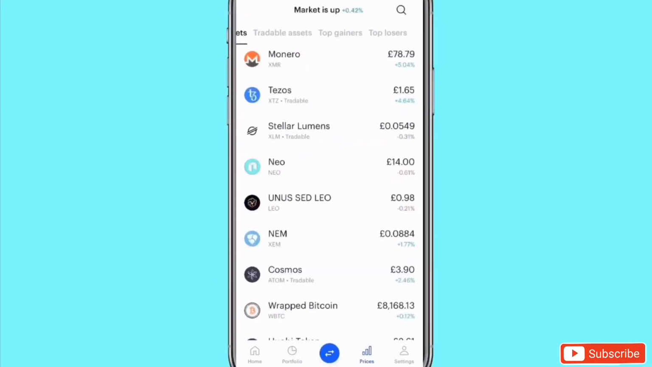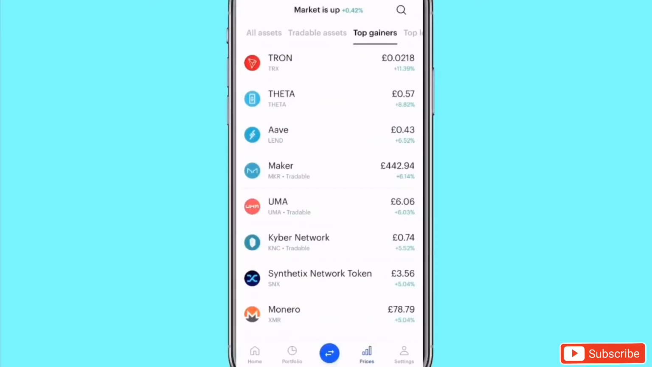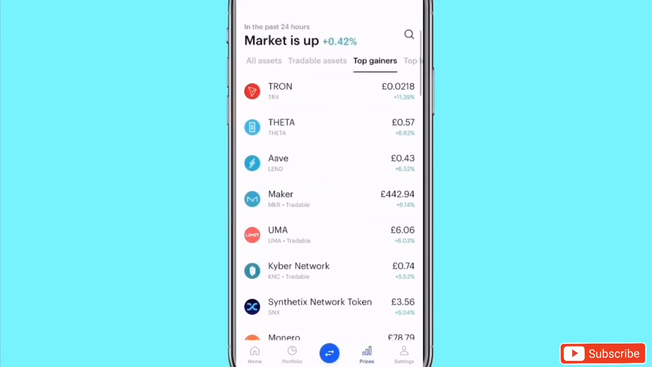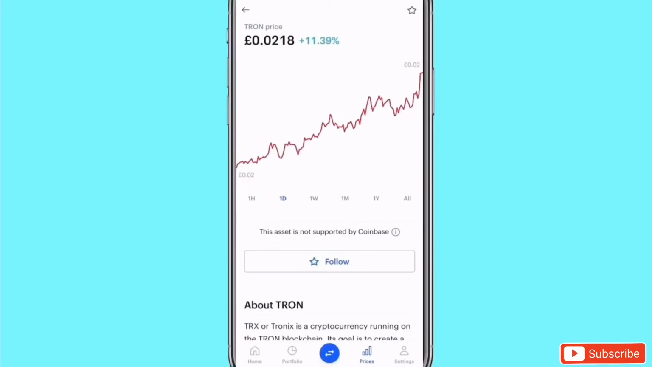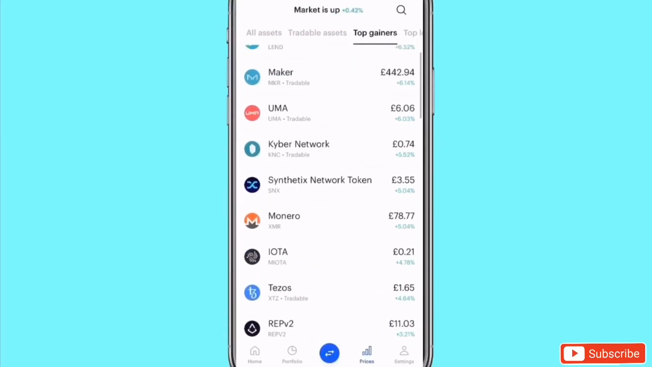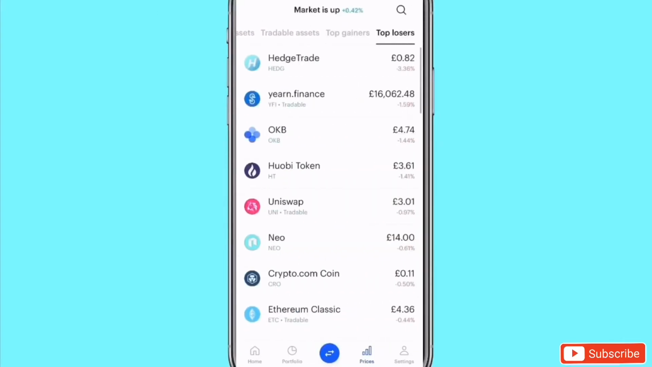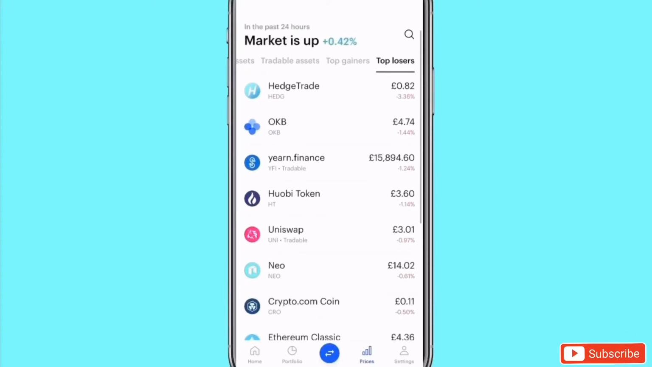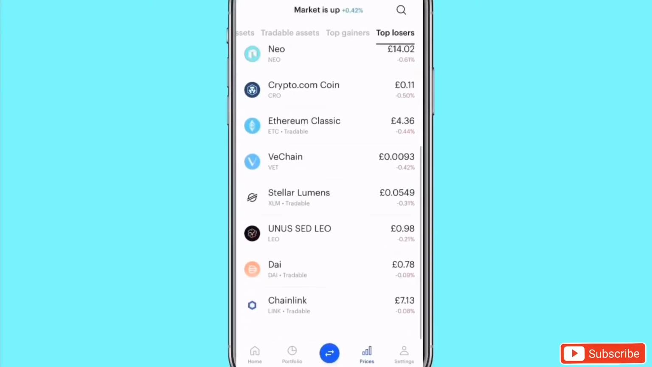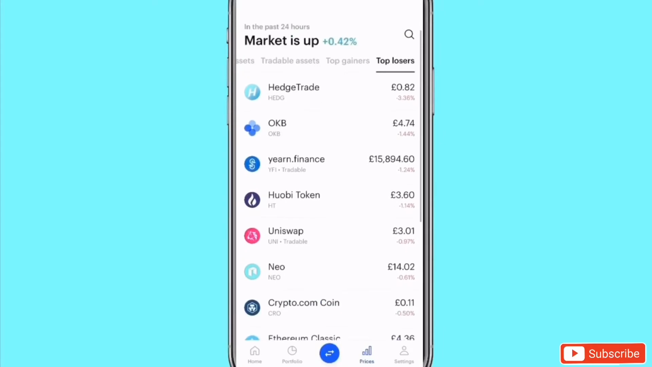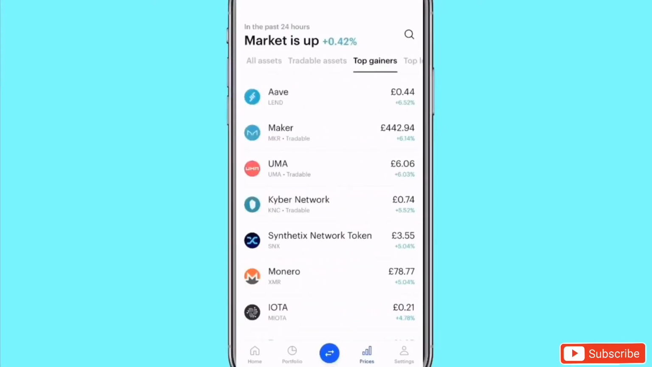Then you've got a top gainers tab, so it shows you of the day, which ones have done the best of the day. 11% there on this one. Or also the opposite to top gainers, top losers in the market for the day. If you're doing a bit of trading rather than holding them for the long term, these tabs could be useful for you.